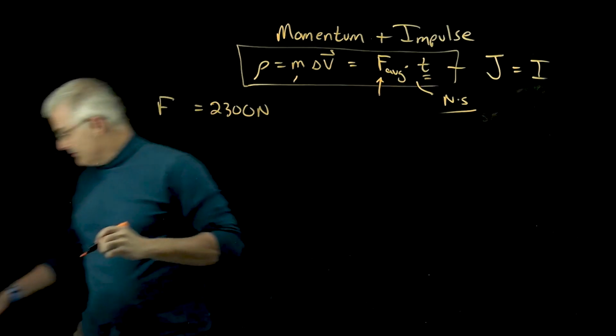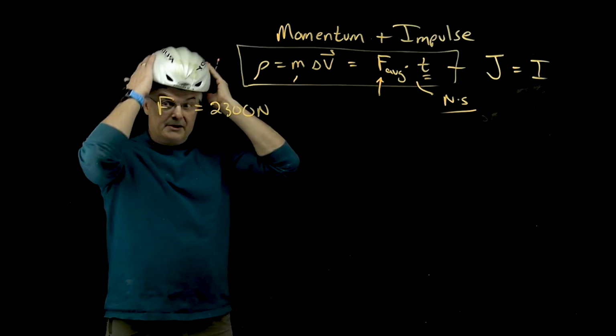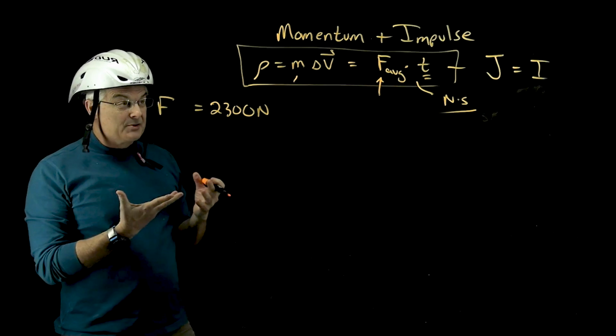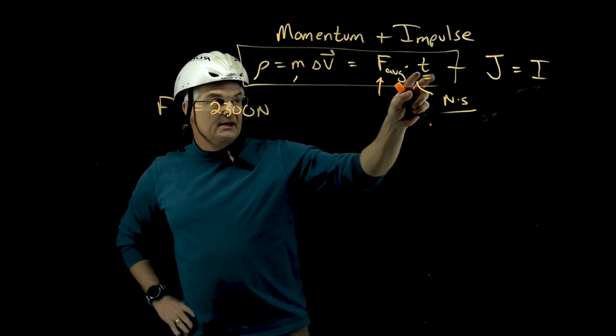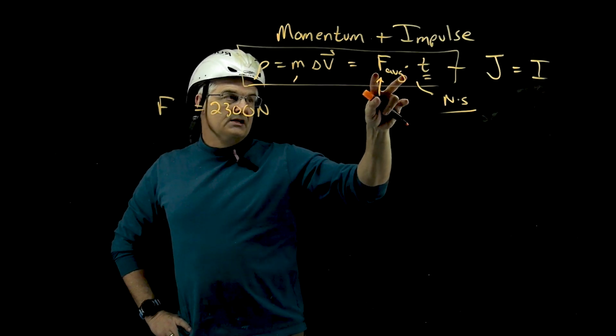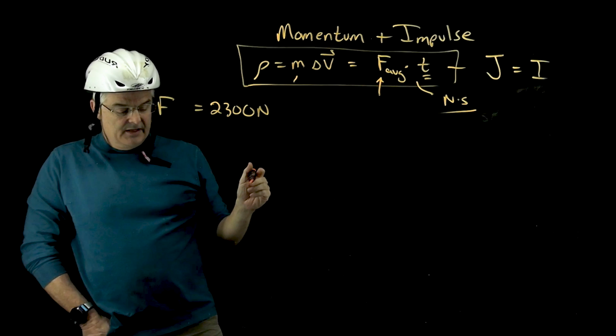All right, so I have brought with me my bicycle helmet, right? I got my bicycle helmet on. Why do we wear bicycle helmets? To protect our head. But how does it protect our head? You know what it does? It increases the time during the collision, which decreases the force, the average force. That's what it does. So let's take a problem.